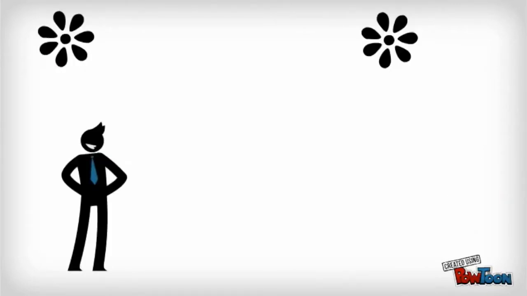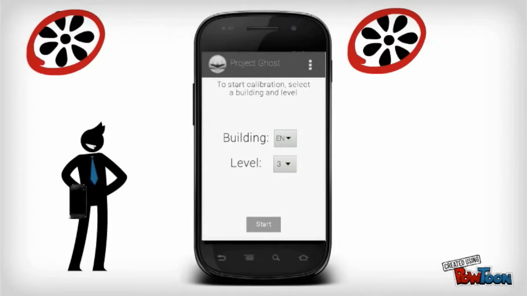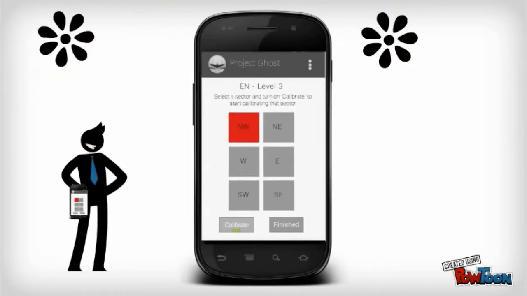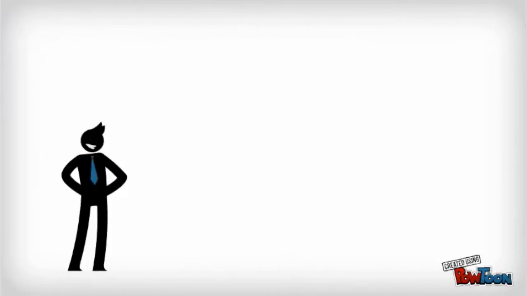Project Ghost uses already installed Wi-Fi access points to create a map of your building, so to set it up, all Ted has to do is open his app, pick the building and level, and then choose a sector and walk around the perimeter. Once set up, Ted can then see whenever one of his security guards is in that sector.